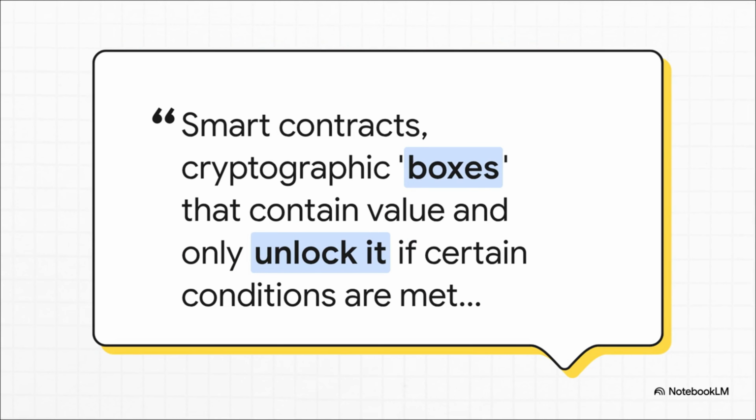I love this quote from the white paper because it gives us the perfect analogy. Think of a smart contract like a cryptographic lockbox. You put digital value inside it, crypto, tokens, whatever, and it will only unlock and release that value if, and only if, certain conditions that you programmed are met. It's a box with its own brain that follows instructions perfectly.